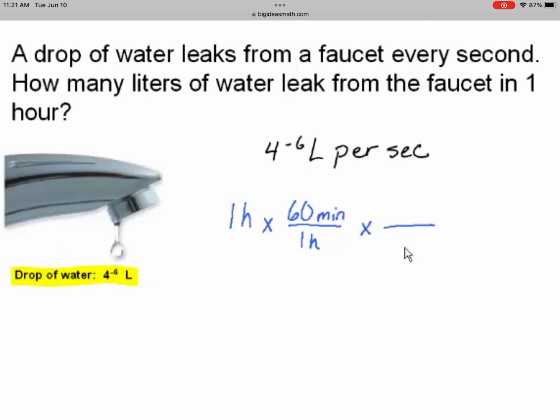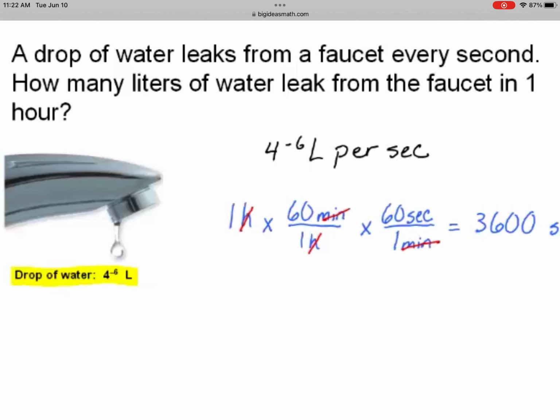Next, we need to multiply by the relationship between minutes and seconds. Put 1 minute in the denominator so that the units minutes divide out. 1 minute equals 60 seconds, so put 60 seconds in the numerator. Divide out the common units of hours and minutes, leaving the unit seconds. 1 times 60 times 60 is 3,600, and the unit is seconds. So in 1 hour, there are 3,600 seconds.